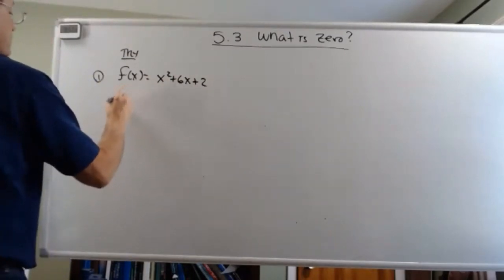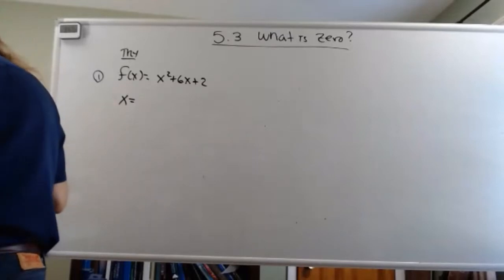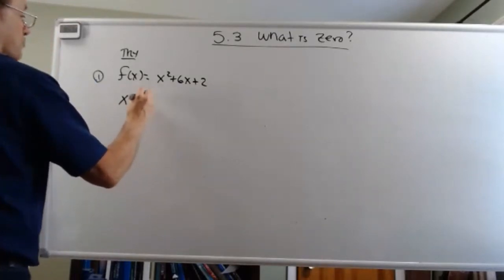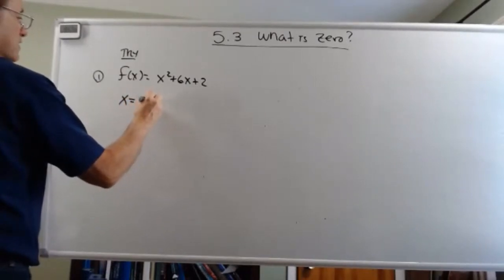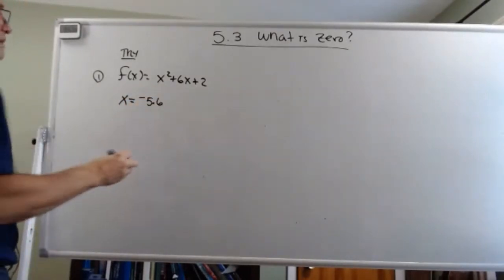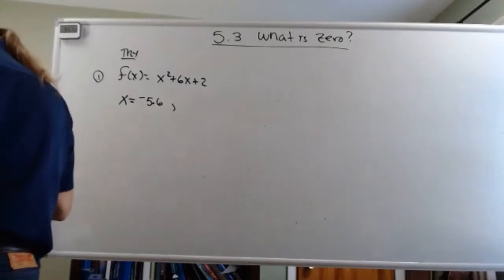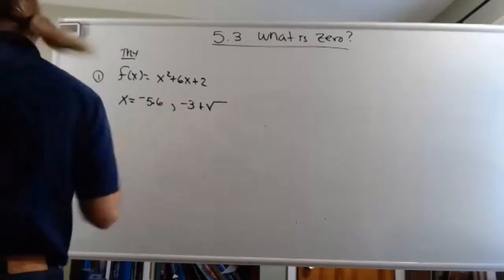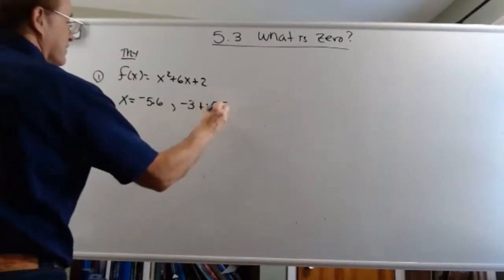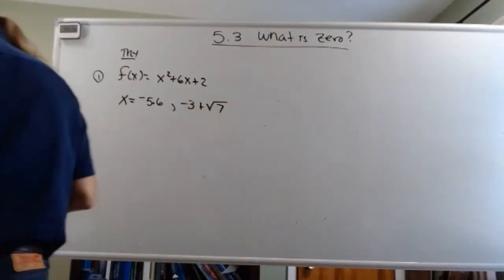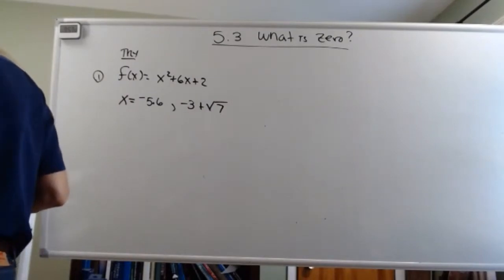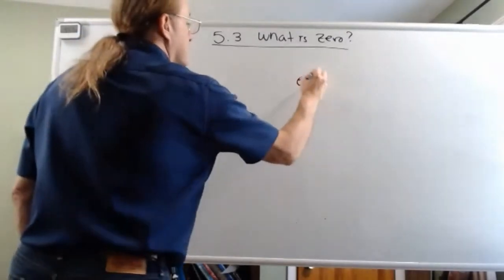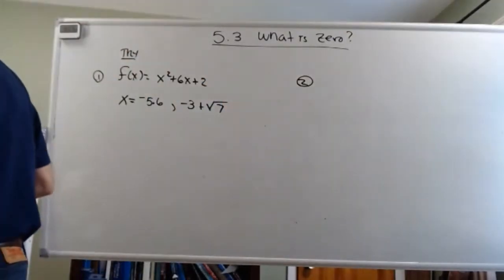And my x, I want you to try a couple of x's. Try this: an integer, a decimal value. You can see if it works or not, as well as this: minus 3 plus the square root of 7. Try those and see if either one of those is a 0 or not. And then there's another one over here I want you to try as well.